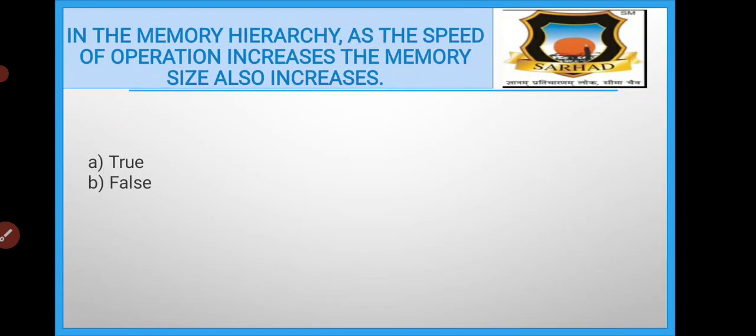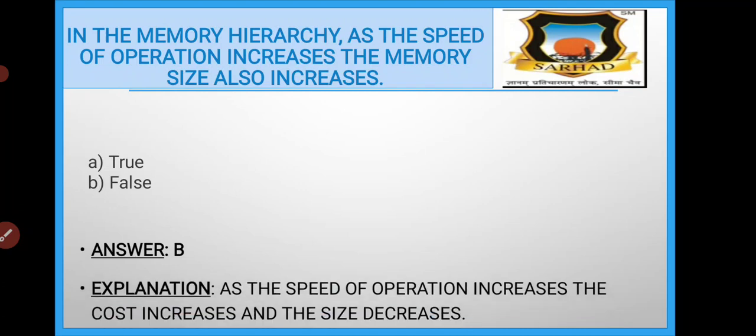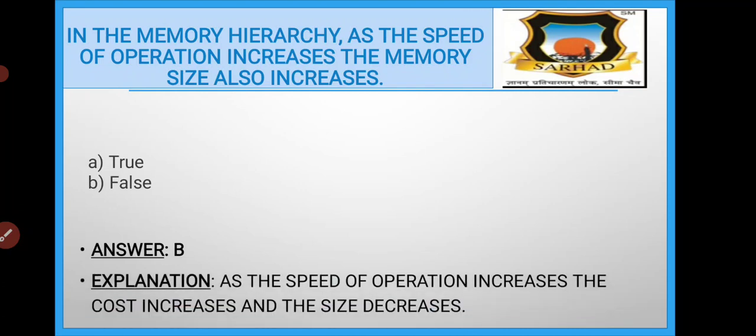Now question number 8. In the memory hierarchy, as the speed of operation increases, the memory size also increases. True or false? The correct answer is option B, false, because as the speed of operation increases, the cost increases and the size decreases. But the question asks whether the memory size also increases as the speed increases. No. If the speed of operation increases, the memory size decreases. It does not increase, so it is false. So option B is correct.